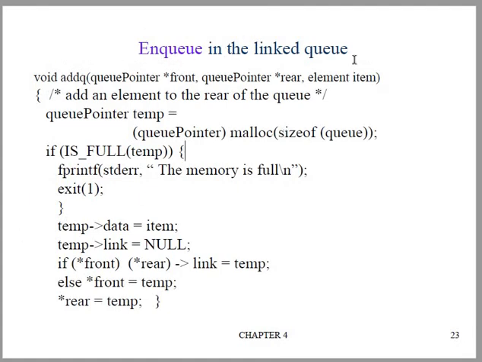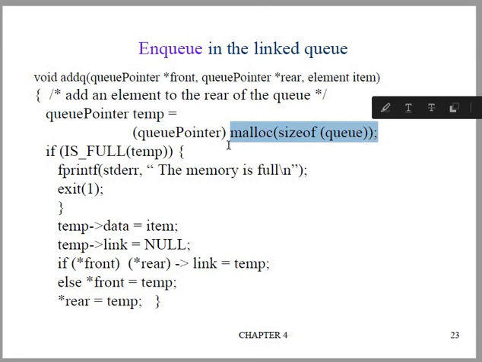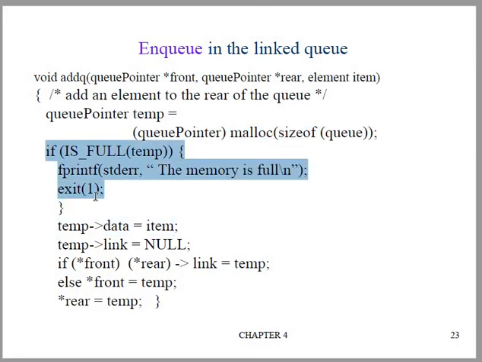So now enqueue in the linked queue. Okay, so now how can you write the code for adding an element into the queue? The first ones are the front pointer and rear pointer, which will be passed to it. This will work for a single queue as well as for multiple queues. And what is the item you want to push onto the queue? So a temporary node we have to create and allocate memory space of the queue node size. If the memory is full, then it will say memory is full. Otherwise, receive the data from the user and make the link null.